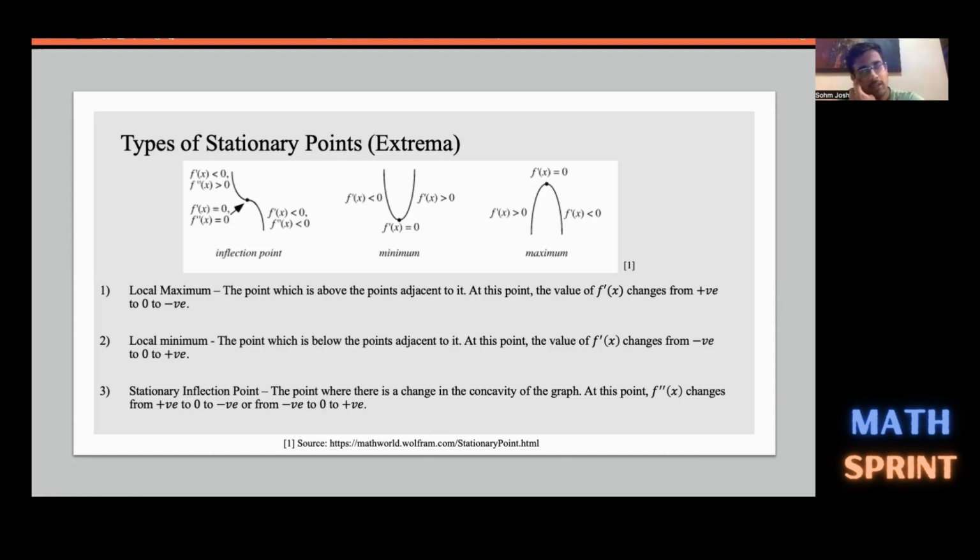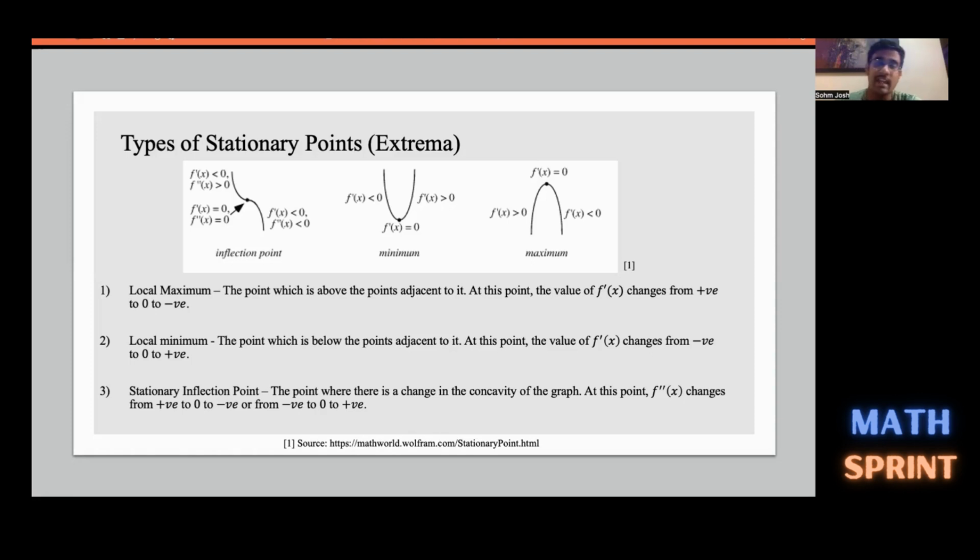The third stationary point is called a stationary inflection point, or sometimes just called the inflection point. The stationary inflection point is the point where the concavity of the graph changes. So if we're talking about concavity, you should remember what I told you about the double derivative. That is the second derivative.